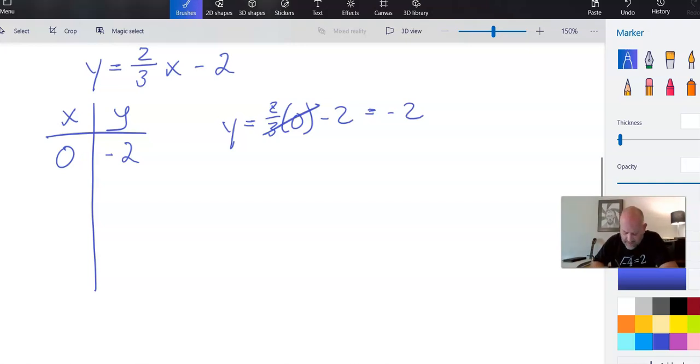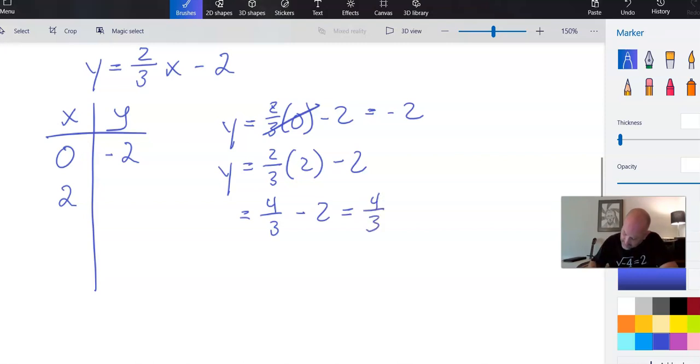Okay, and then let's say I pick 2 to plug in for x. So for the next point, y is equal to 2/3 times 2 minus 2. Well, that's 2 times 2/3, which is 4/3, minus 2, so we're going to need a common denominator. So this is 4/3 minus 6/3, and 4 minus 6 ends up being -2/3. That's not a nice thing to graph, right? We don't want to have to graph fractions.